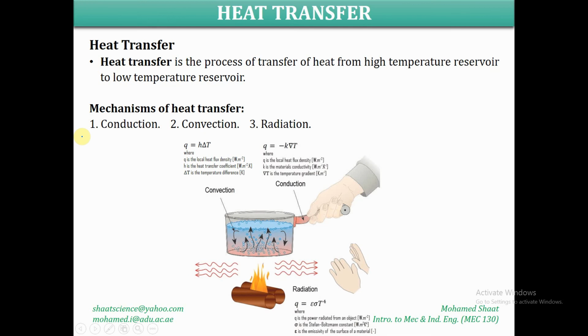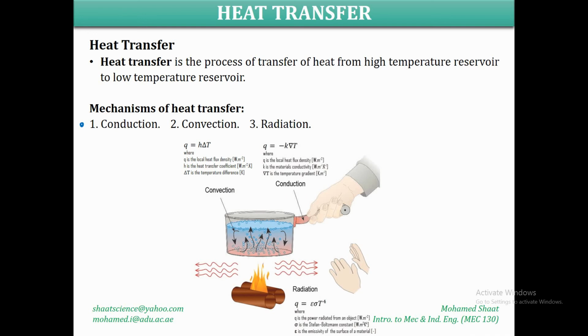Alright, so this figure gives a very good summary of the different mechanisms that we mentioned for heat transfer: conduction, convection, and radiation. For example, this is the process of boiling water. As you can see, all three mechanisms exist in this example.